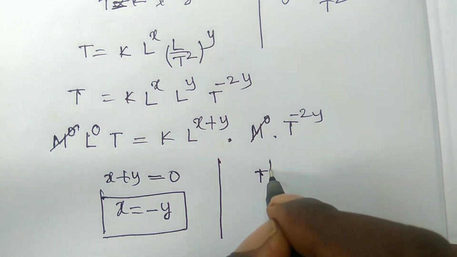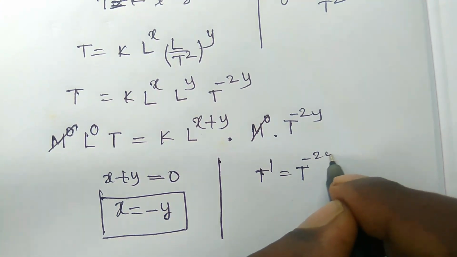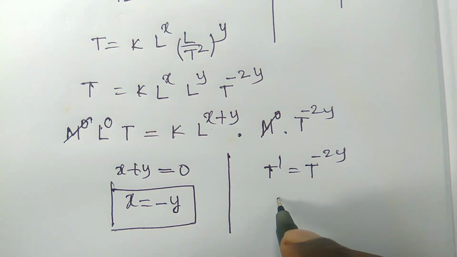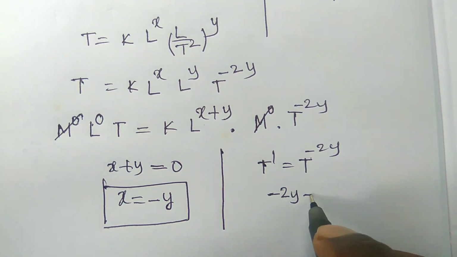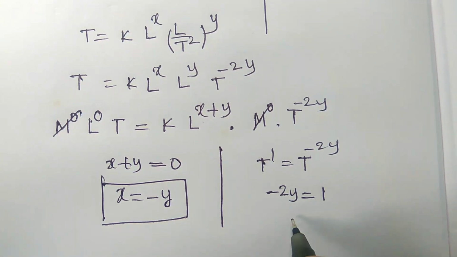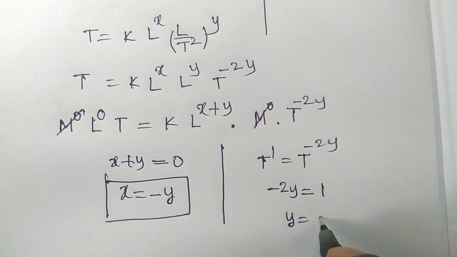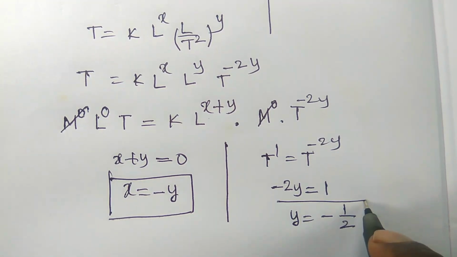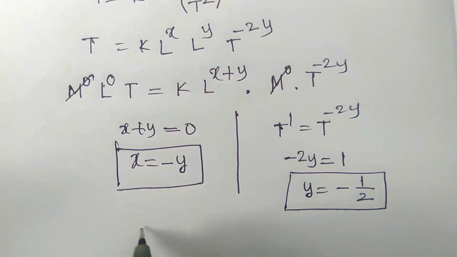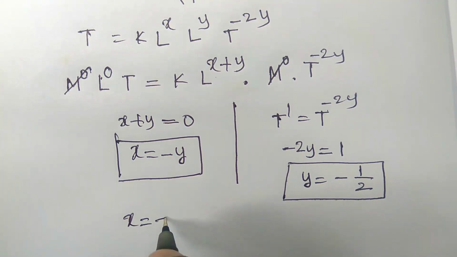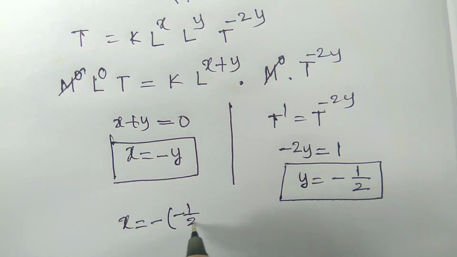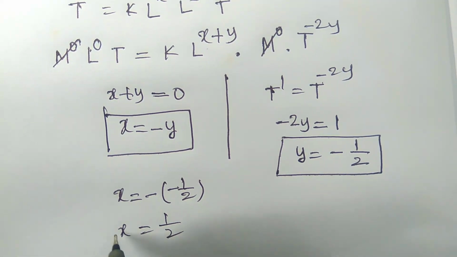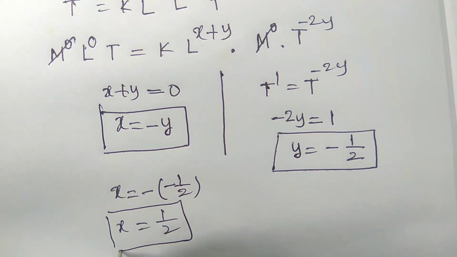So t power 1 is equal to t power minus 2y. So minus 2y is equal to 1. Y is equal to minus 1 by 2. So then x is equal to minus of minus y, which means minus minus plus, it is 1 by 2. So x is equal to 1 by 2 and y is equal to minus 1 by 2.